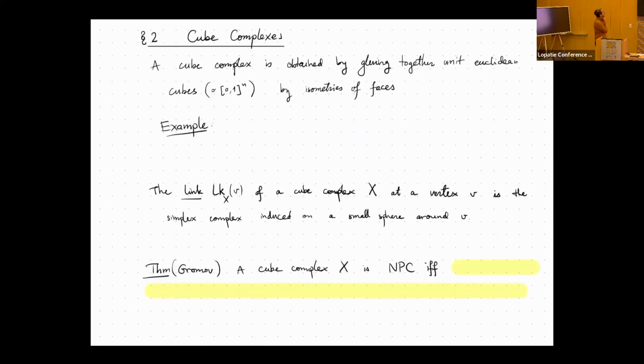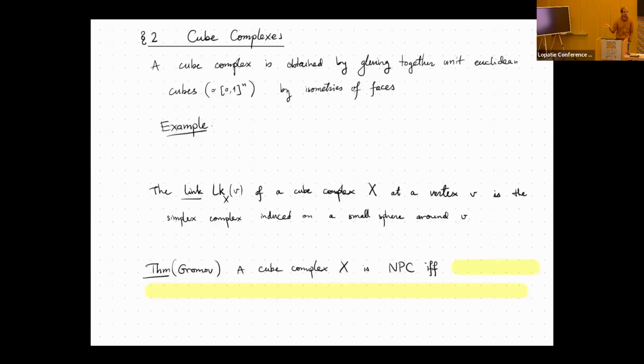Now I don't want to talk about general CAT(0) spaces. I want to talk about cube complexes, CAT(0) cube complexes. So what's a cube complex? I gave a very hand-wavy definition. It's a complex obtained by gluing cubes together, and the cubes could be of different dimensions. So let's just draw an example.